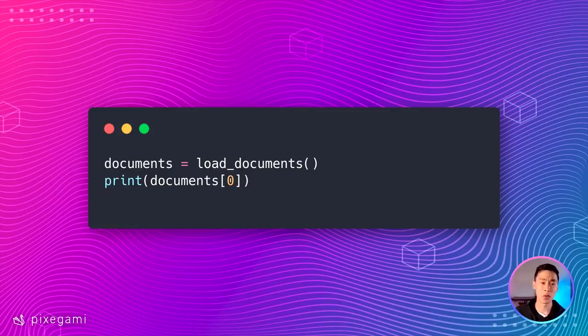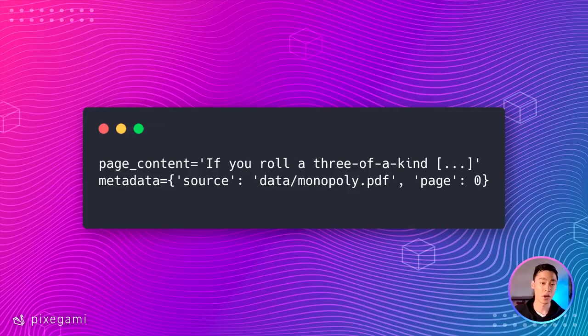And if you want to see what one of these documents looks like after you've loaded it, you could just go ahead and print it out. You should see an object like this. So each document is basically an object containing the text content of each page in the PDF. It also has some metadata attached, which tells you the page number and the source of the text.